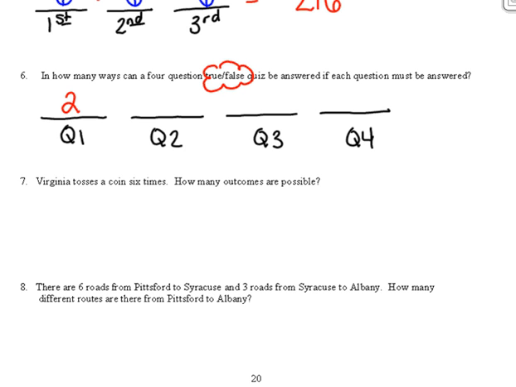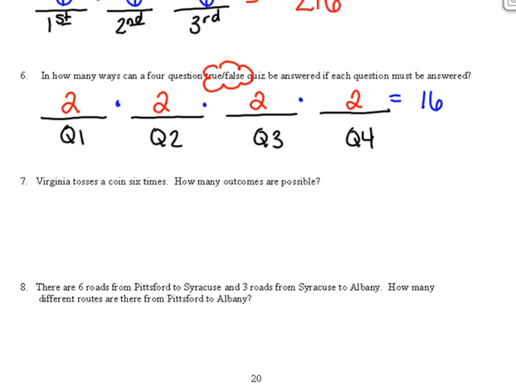So 2 for question 1. There's 2 options for question 2. There's 2 options for question 3. And 2 options for question 4. When I multiply those numbers together, I get a grand total of 16 different ways that this quiz can be answered.